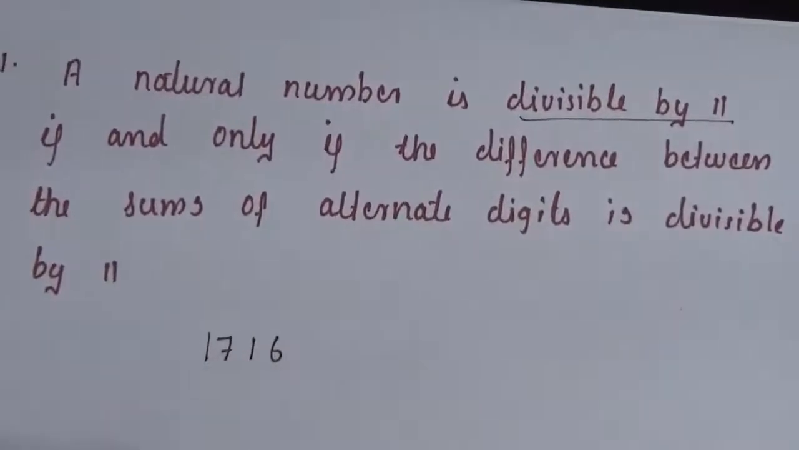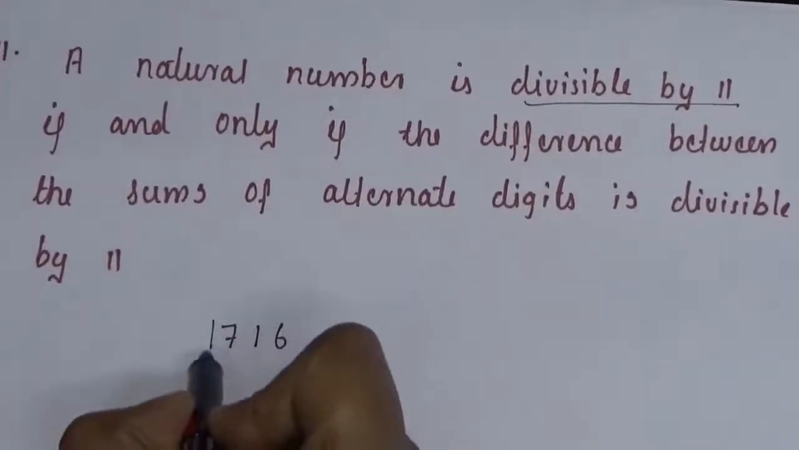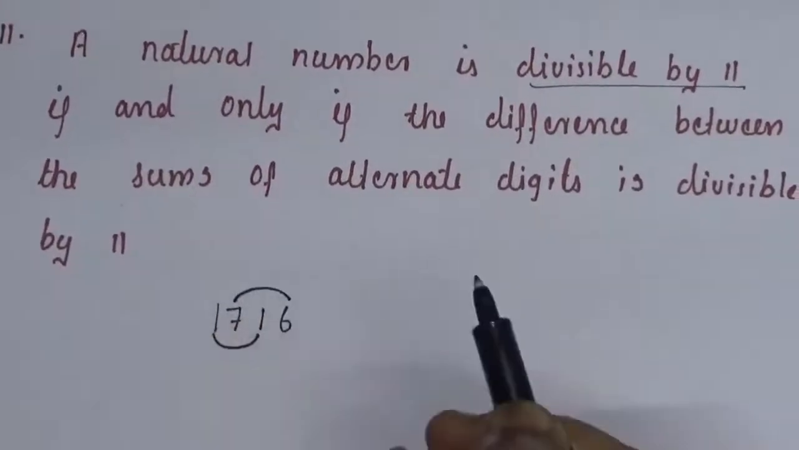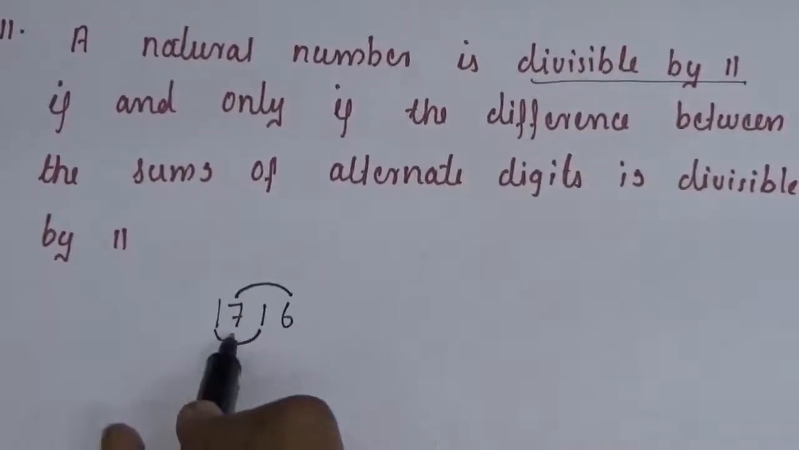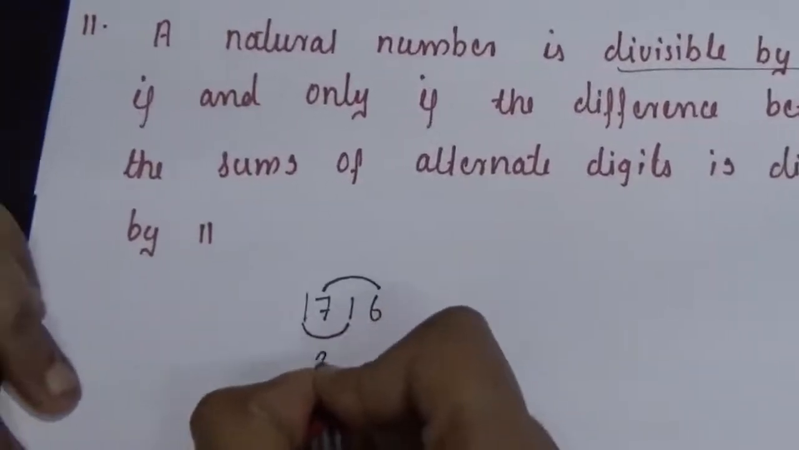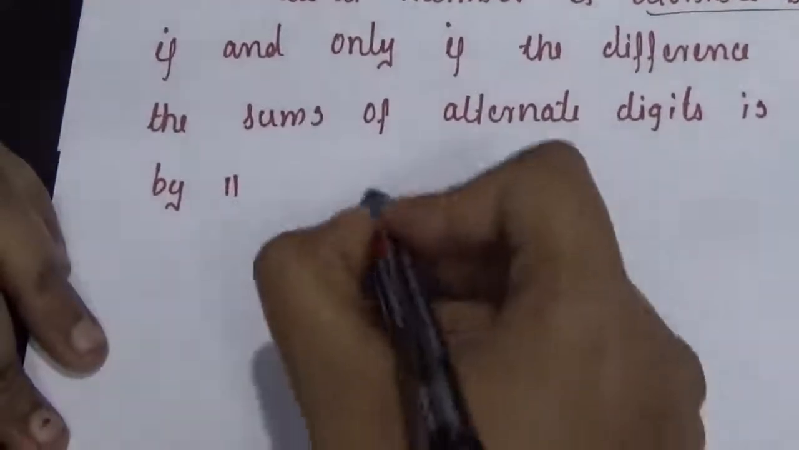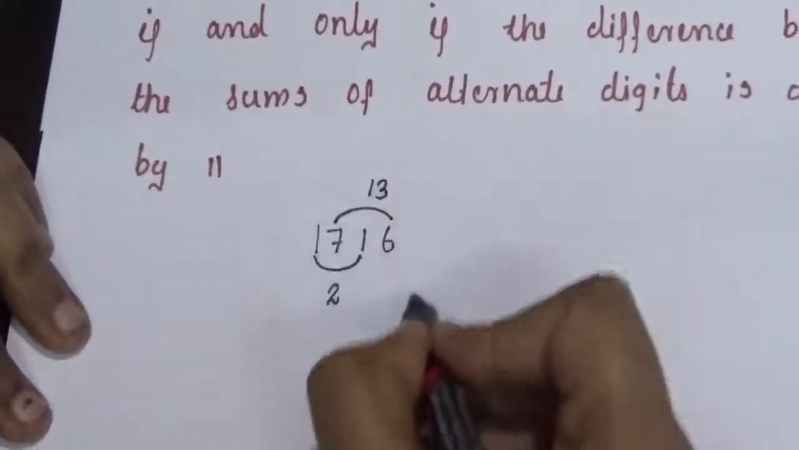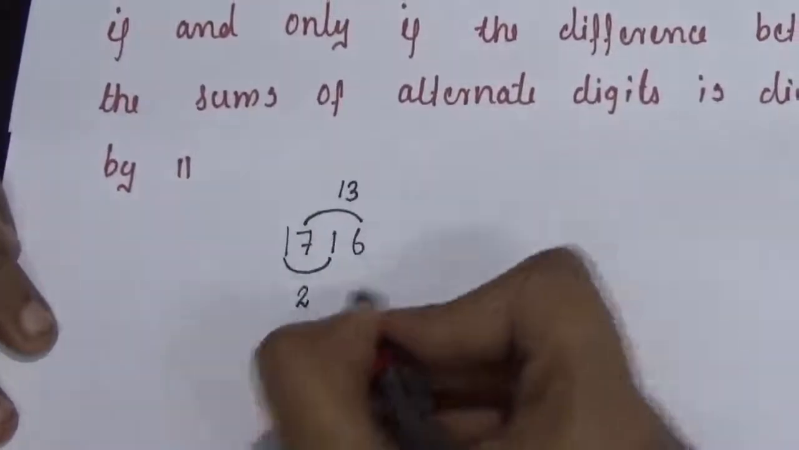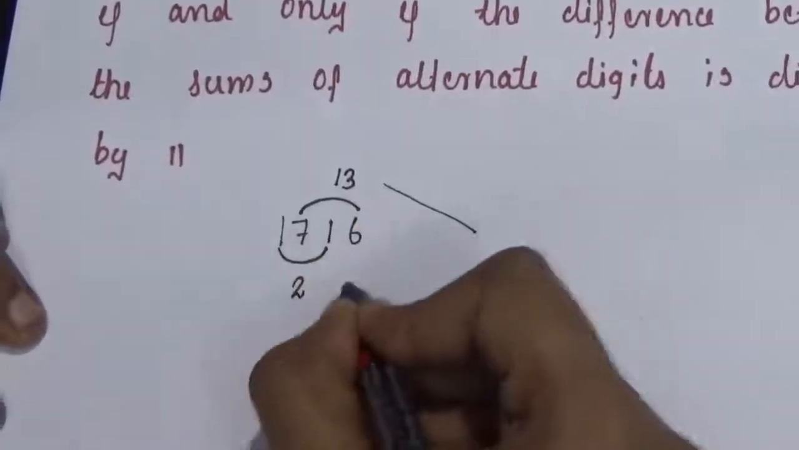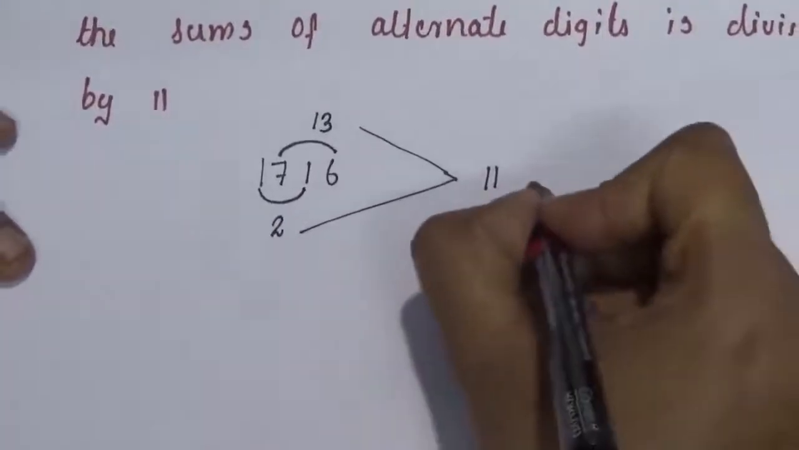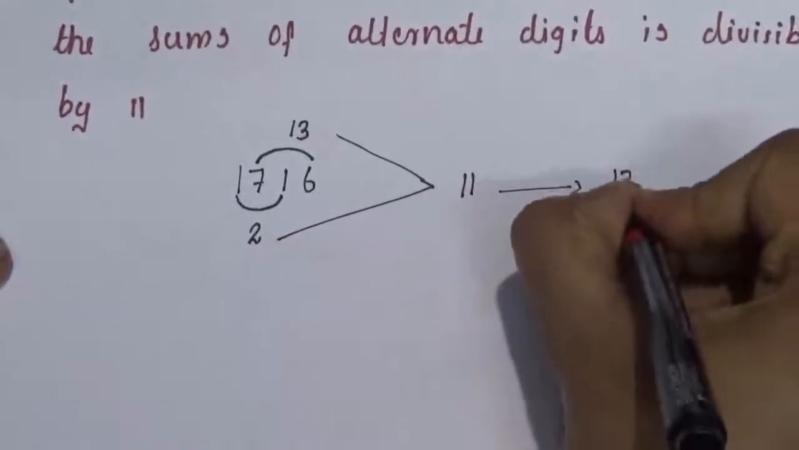So what are the alternate digits? 1 and 1, and here 7 and 6. So find the sum of these alternate digits. The sum of the digits 1 plus 1 is 2. The sum of the digits 7 and 6 is 13. Now find the difference between these two numbers. The difference of 13 and 2 is 11. 11 is divisible by 11. So this number 1716 is divisible by 11.